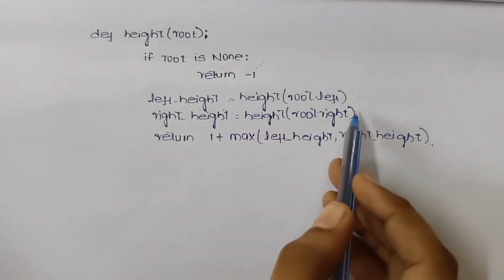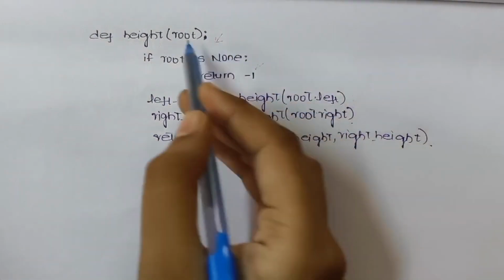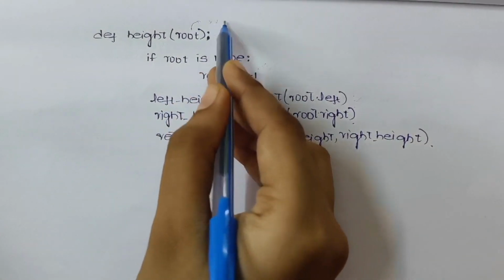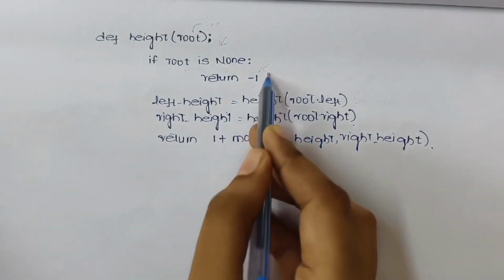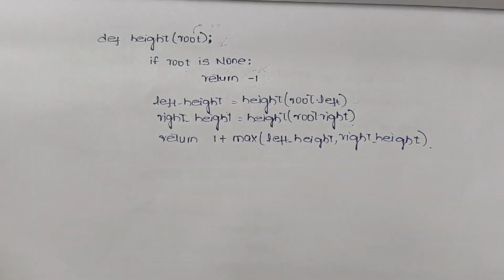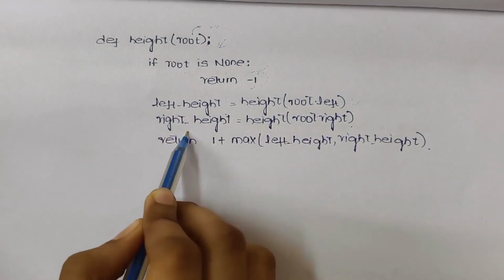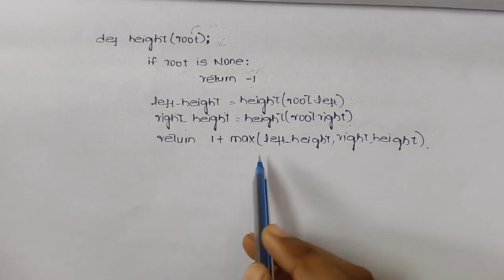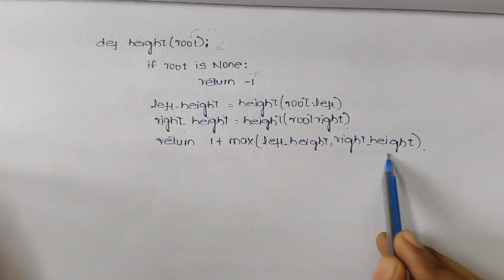Here it goes to this function, and here it passes root.right, and if root.right is none, it returns minus 1, else it returns the height. So after checking the left and the right height, we return 1 plus max of left height, right height.